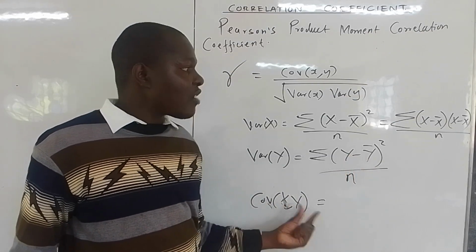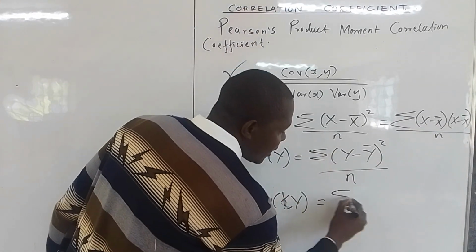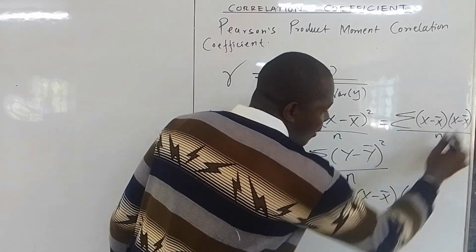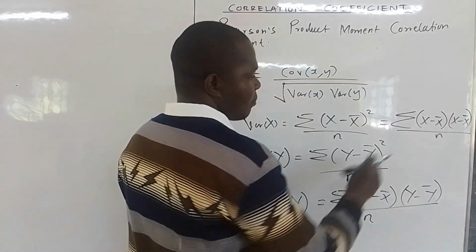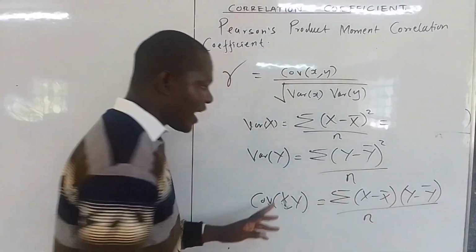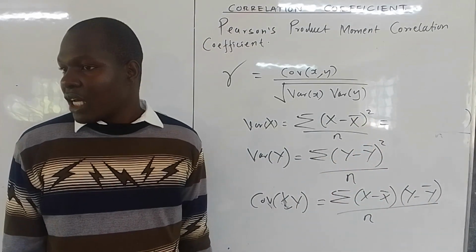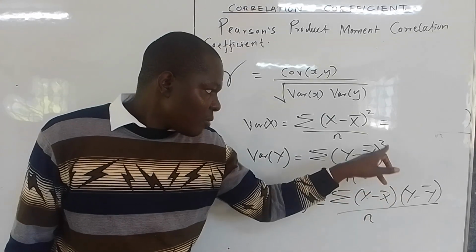Now for the covariance of x and y, one factor is for x and the other is for y. So it is the summation of x minus x bar times y minus y bar, over n. If it is x alone, it becomes x squared, and if it is y alone, it becomes the variance of y, squared.